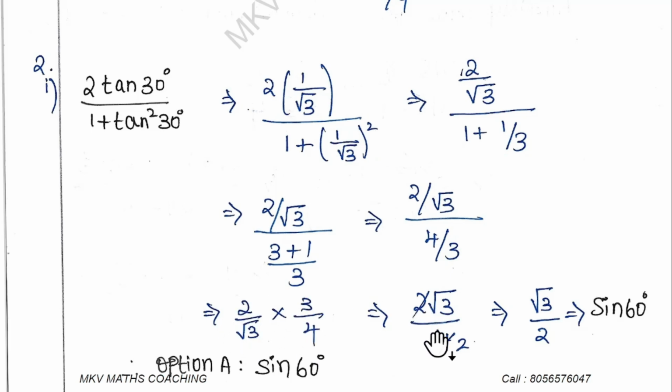I can cancel the 2 and 4. And root 3 and 3 you can cancel, because 3 is root 3 into root 3. You can cancel one root 3 with the 3, so you will end up with root 3. So always, 3 by root 3 means you will end up with root 3, because 3 is root 3 into root 3. So you cancel one root 3 and the remaining is one root 3. The 2 you can cancel with 4. So root 3 by 2.